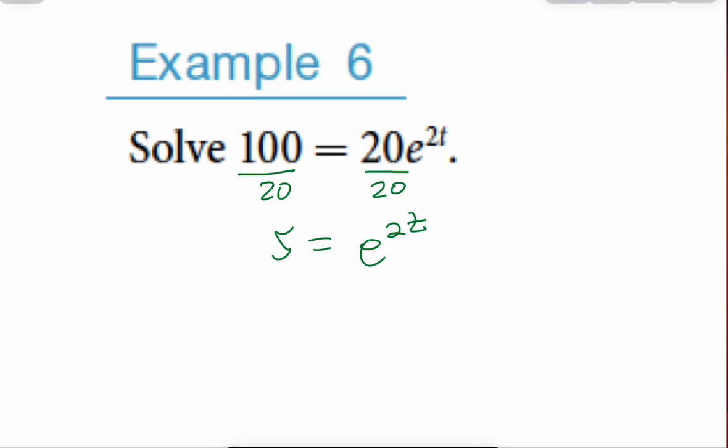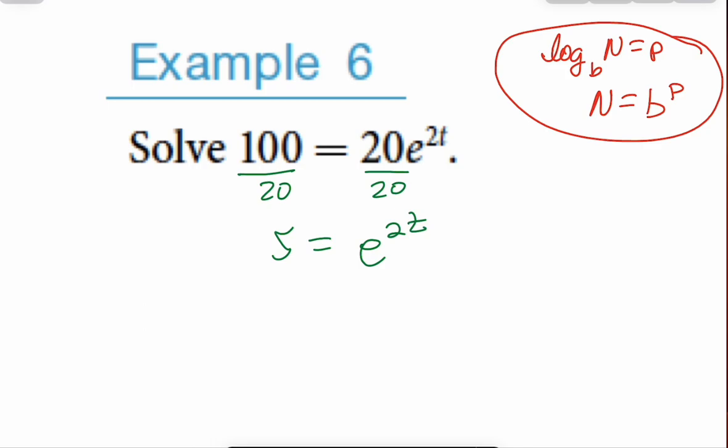Now here's where what we learned last week is going to really come and help us. We learned that the log base b of a number equals the power. And we could switch that at any time to say that the number is the base b to a power. Those things are equivalent. So we are allowed to take an exponential and we are allowed to turn it into its logarithmic opposite. You know, it's equivalent. So we can take this and then turn it into a logarithm.